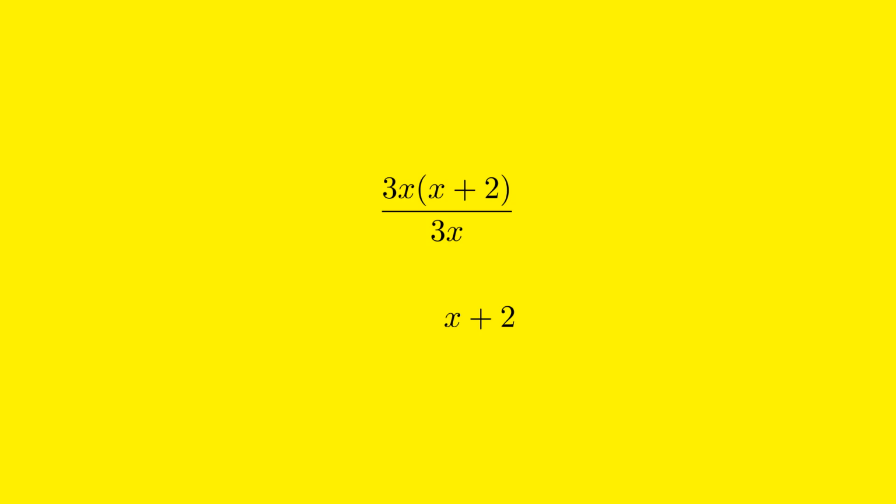This is the final step in reducing the rational expression to its lowest terms. The rational expression 3x squared plus 6x divided by 3x simplifies to x plus 2.